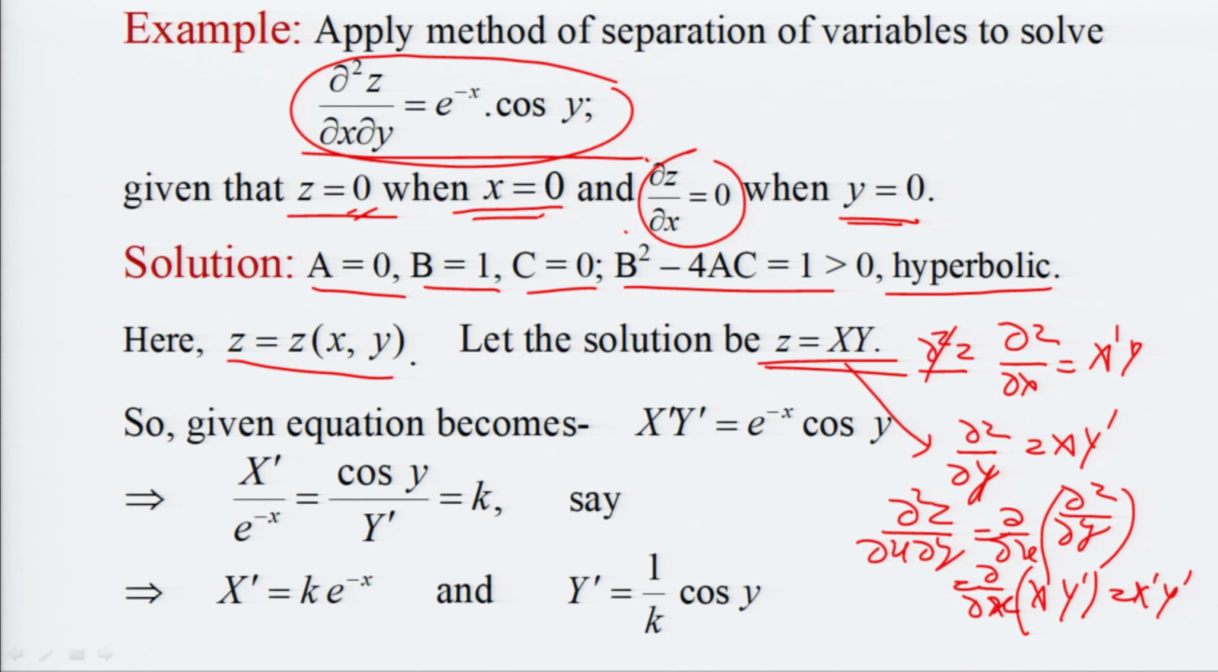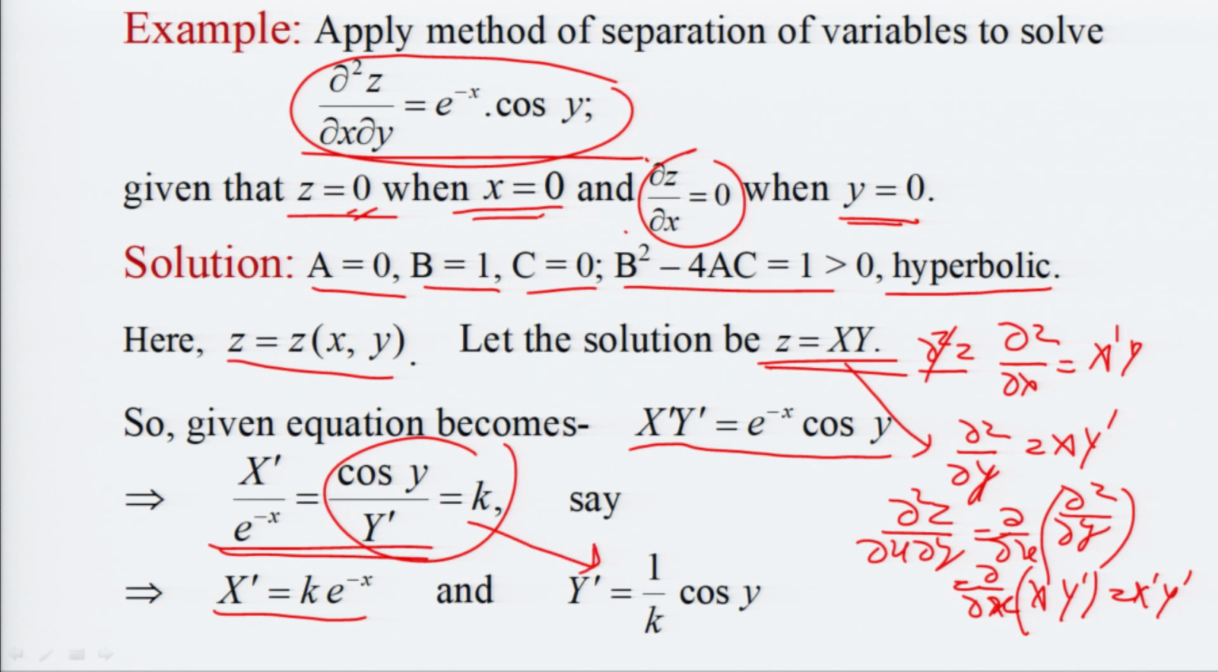So, when we put the value of del 2 z by del x del y from here, then we can write x dash y dash is equal to e to the power minus x cos y, and from here we can write this expression and say this is equal to k. So, from here we can obtain that x dash is equal to k into e to the power minus x, and from here we can obtain that y dash is equal to 1 by k cos y.